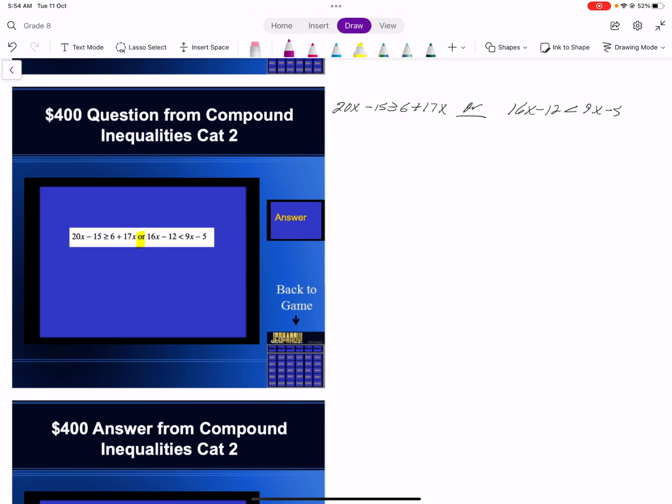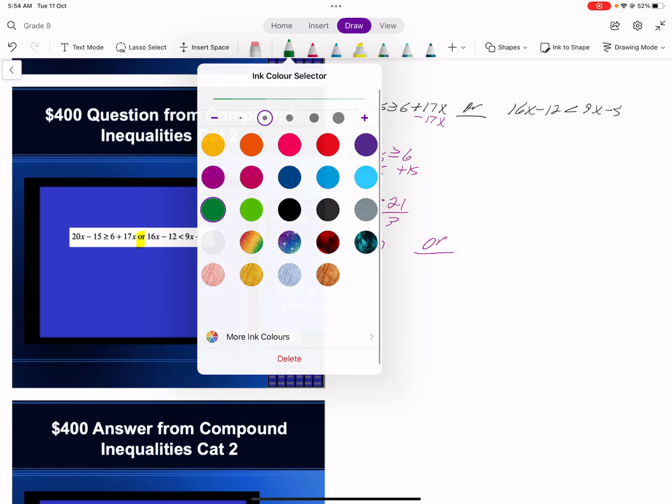Now let's just go ahead. I'm going to subtract 17x from both sides. So I get 3x minus 15 is greater than or equal to 6. I'm going to add 15 to both sides. So 3x is greater than or equal to 21. Divide by 3. x is greater than or equal to 7. Or, and now let's do the other one.